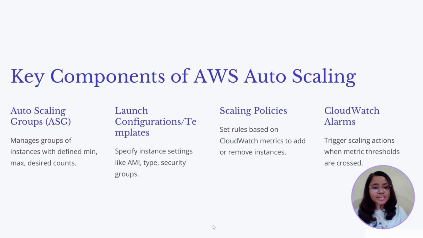Now let's look at the key components that make auto scaling work. First one is auto scaling groups. This is like the team manager for your EC2 instances. It controls how many instances you need running based on your settings. If you set it to have 3 instances, it will make sure that there are 3 EC2 instances running. It will add or remove instances when necessary.